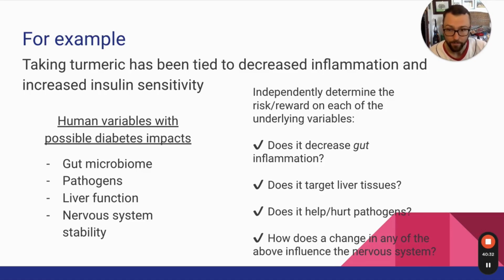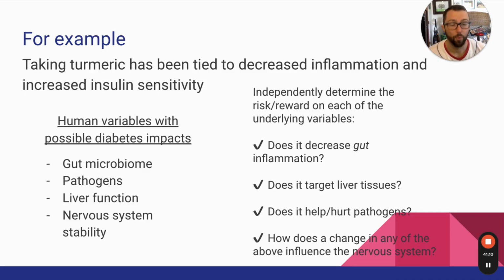And I'll say, considering turmeric, okay, we need to think about what are the human variables over on this left-hand side. What are the human variables with possible diabetes impacts, right? Okay, turmeric decreases inflammation, improves insulin sensitivity. Is this a result of its impact on the gut? Is this a result of its impact on pathogens? Is it helping our liver? Is it stabilizing our nervous system? Because there's a lot of different ways to influence insulin sensitivity.